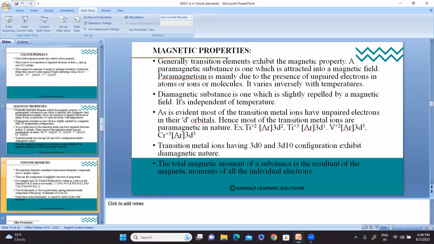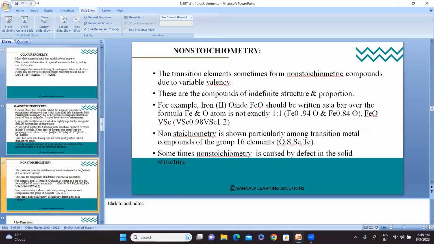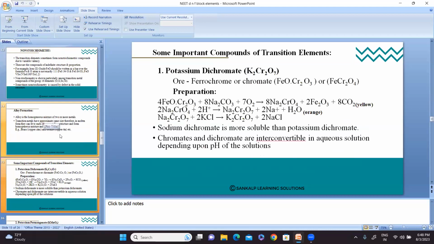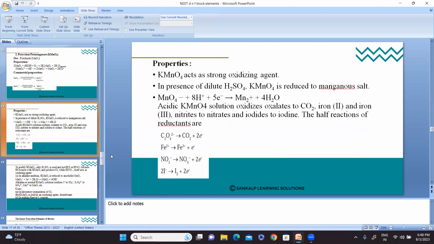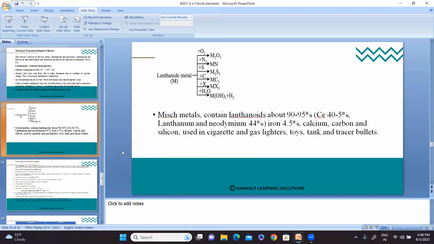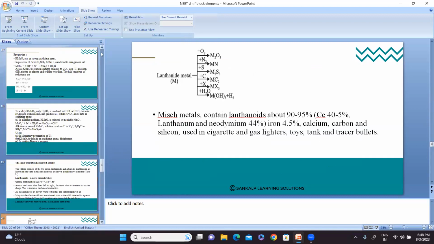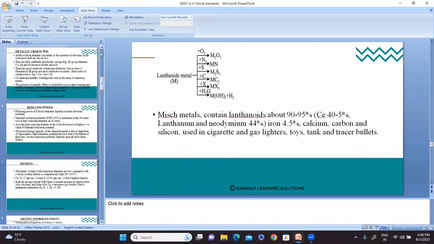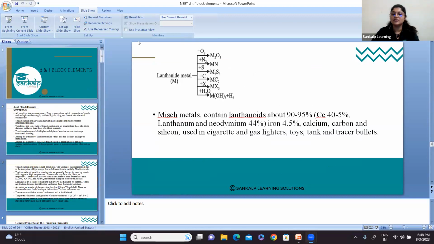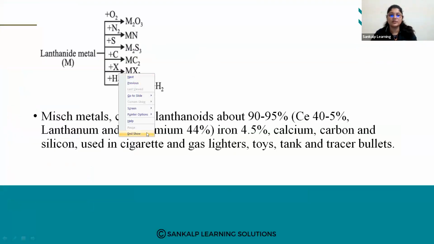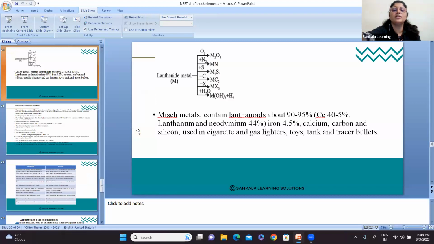Then magnetic properties, then non-stoichiometric compounds. So we have seen this today. Next class we'll see some of the important compounds of transition metals. There are two important compounds, and then we will see the f-block elements. So this is all theoretical part. d and f block elements are mostly theoretical, so based on that only we are going to see some of the important points.